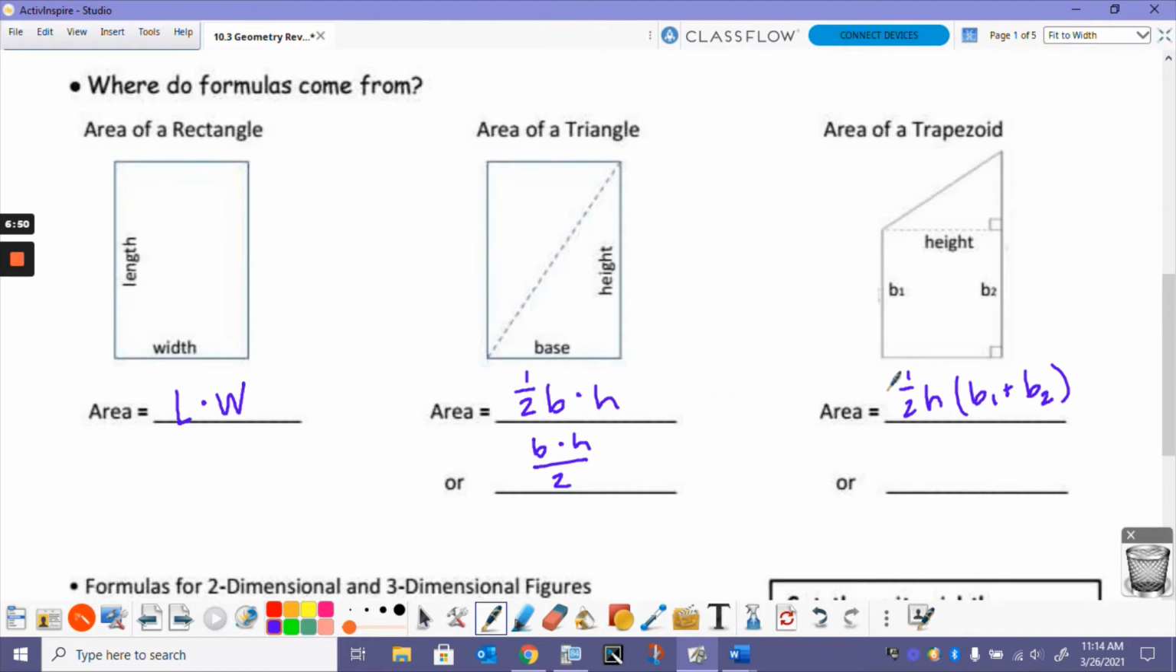But we can do a similar thing for the area of a trapezoid that we did for the area of a triangle and put all of this on top and put it all over 2. Once again, they're equivalent to each other. They will give you the same answer, and both are the correct form. Okay, you could do either way.